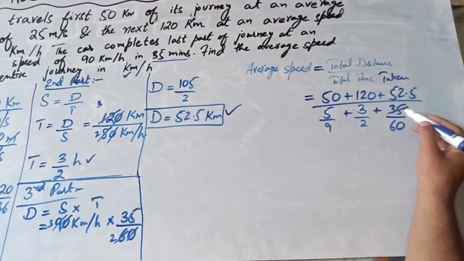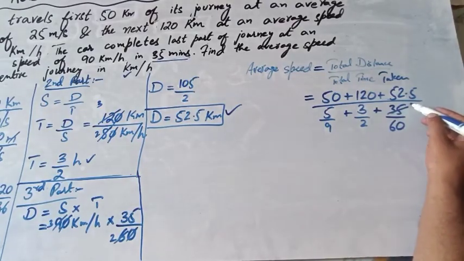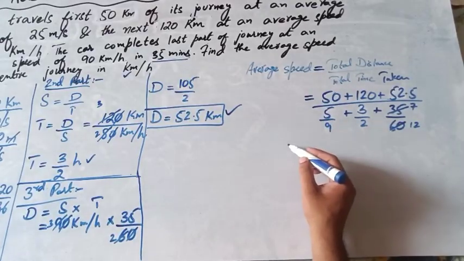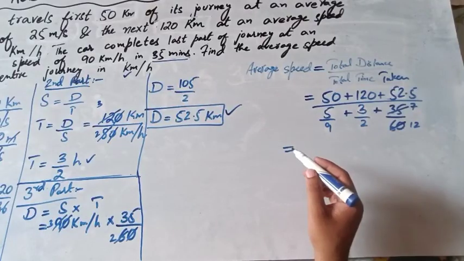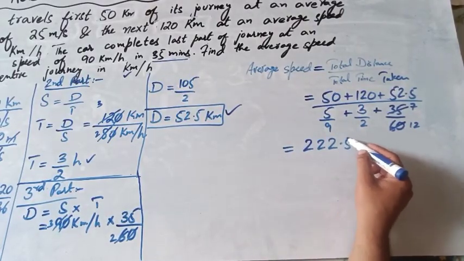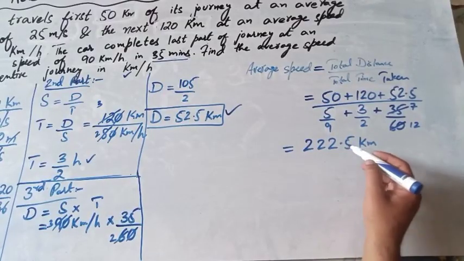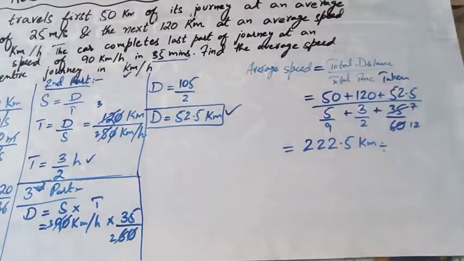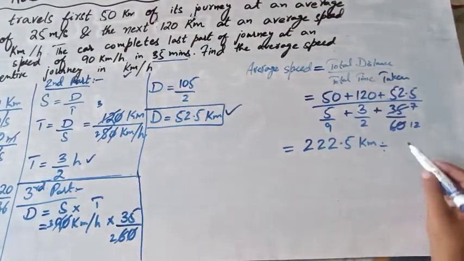So this would be simplified, 5 7s are 35, 5 12s are 60. Now we will further simplify them. If we add all the numerators, this will give us 222.5 kilometers. And if we simplify all these values, first of all we need to take out the LCM of the denominators, which will give us 36.